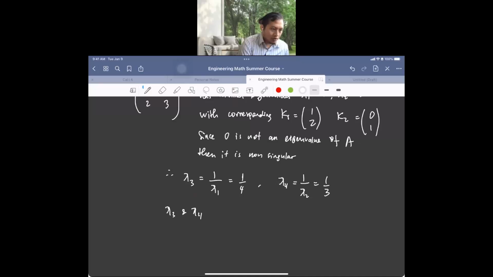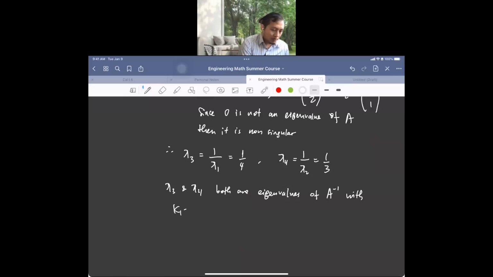So we say that lambda 3 and lambda 4 are both eigenvalues of A inverse, with K1 the same thing and K2 also the same. Okay.